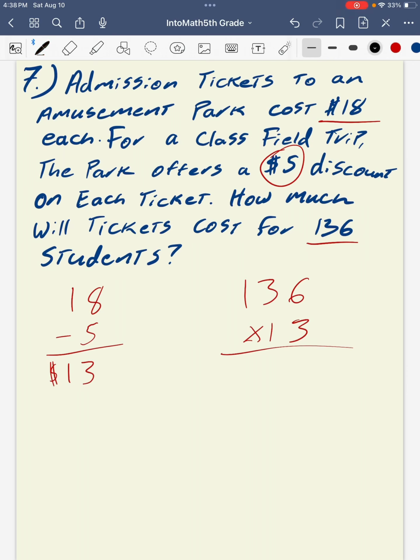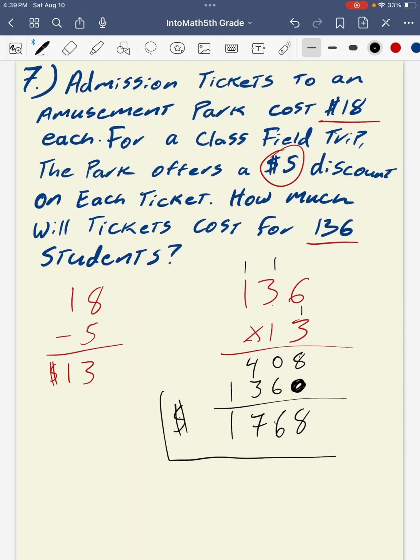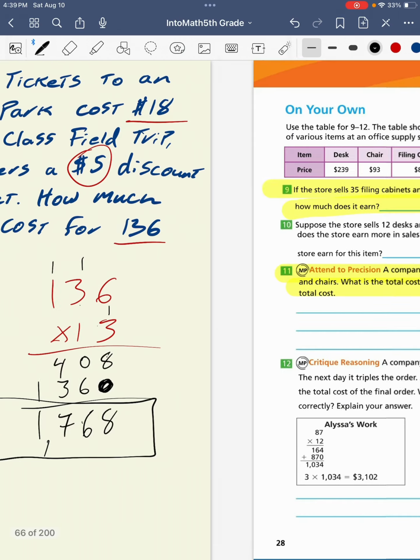So I'm multiplying 136 times 13. Starting with my ones, 3 times 6 is 18. 3 times 3 is 9 plus 1 makes it 10. And 3 times 1 is 3 plus 1 makes it 4. Then I put a placeholder 0 for my tens, and I multiply 1 times 136, which gives me 6, 3, 1. I can add this all up to get that they spend $1,768 to get the 136 students on the field trip.